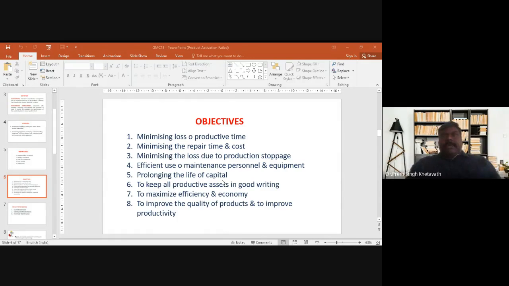Otherwise it will be stagnant. To keep all productive assets in good working condition, for that reason we need to do the maintenance. The answer for all these objectives is maintenance. To improve the quality of the product, we need maintenance. To maximize efficiency and economy, we need maintenance. For effective use of personnel, meaning people and equipment, we need to maintain them. So these are the objectives of maintenance management.